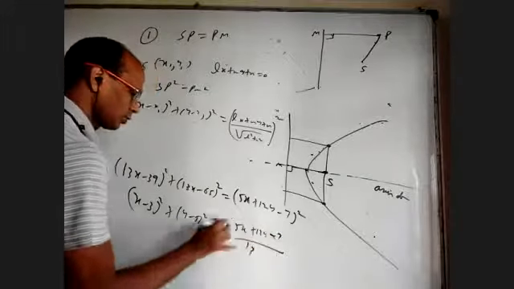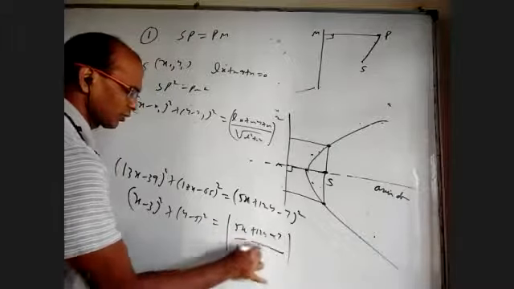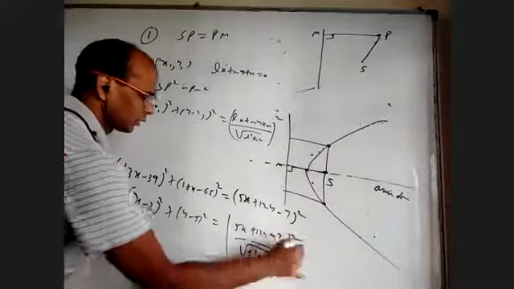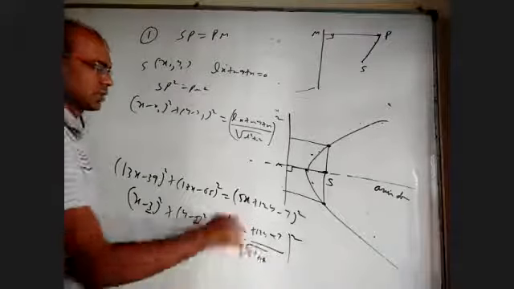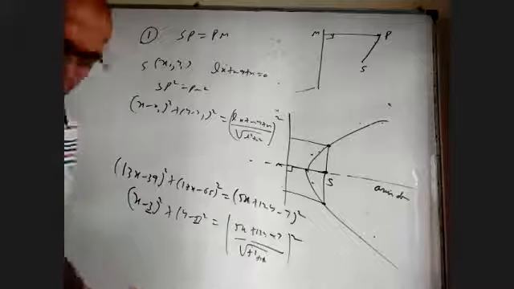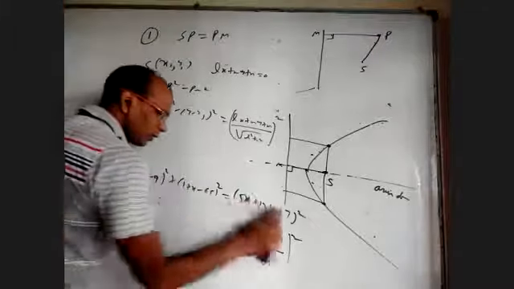by 13. You can put a mod, and this 13 you can write root 5 square plus 12 square if you want. Everything looks like SP square equal to PM square. So this (3, 5) is the focus. This line is the directrix. Okay, now what is the simplest form of a parabola?